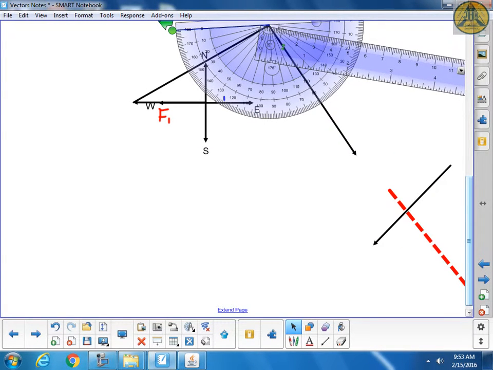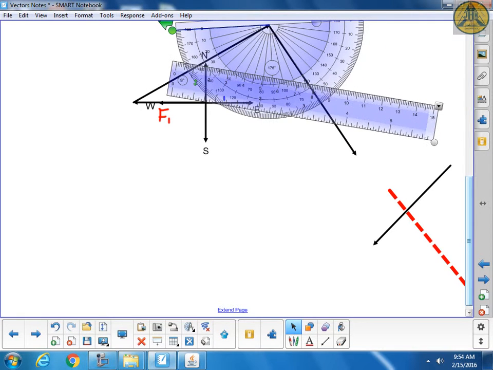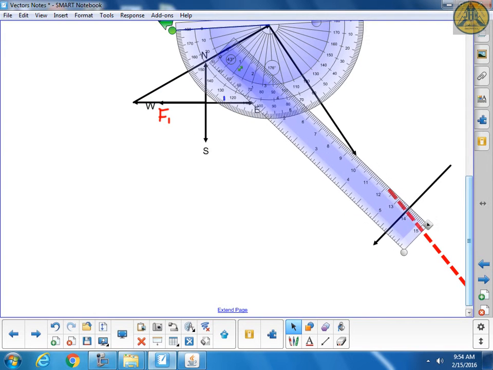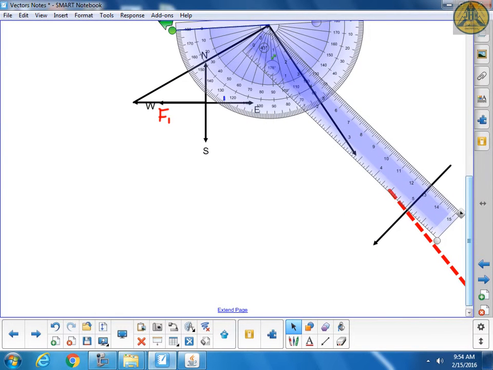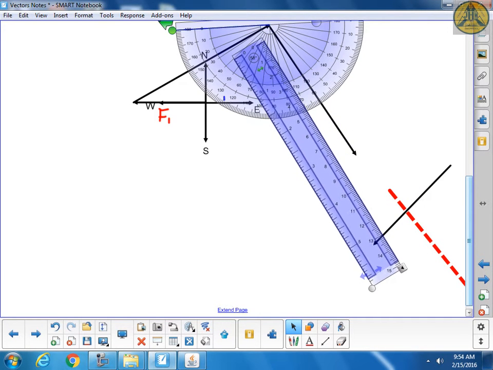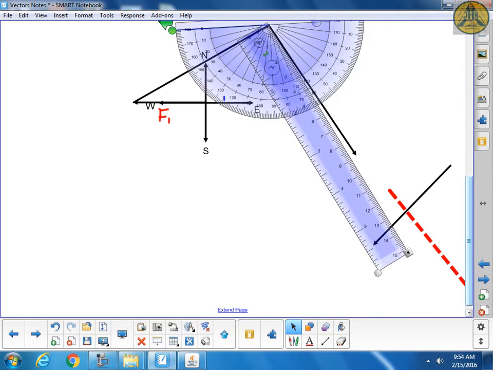There we go. Just getting them parallel. And 7 centimeters. So we remember, the arrows will not look like 4 arrows pulling on an object, but it does make adding up the vectors a little bit easier.